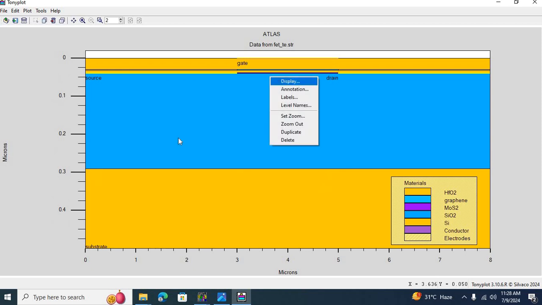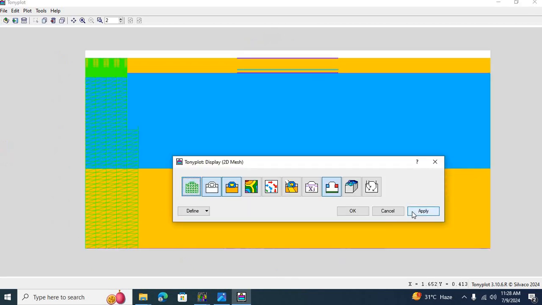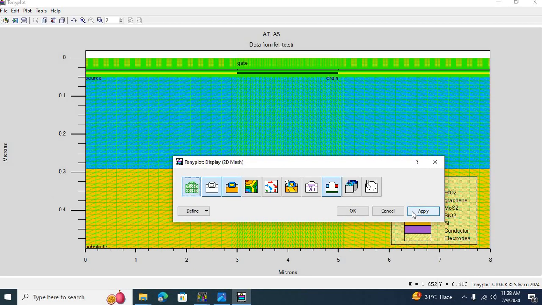We can zoom out, we can look at the meshing. The goal is to include a denser meshing in critical regions and sparser meshings in regions away from the interfaces.